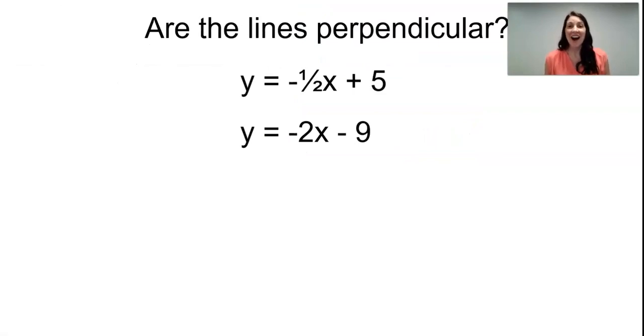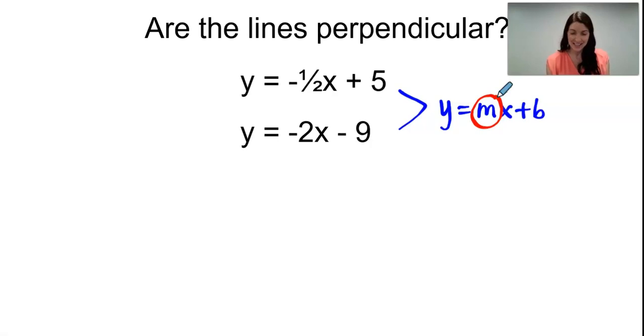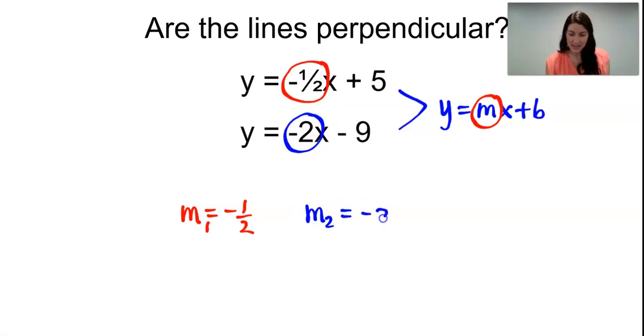Next question: are these two lines perpendicular? Well, in order to determine this, we need to look at those slopes. And both of these equations are written in slope-intercept form, which is y equals mx + b. Therefore, I can find the slopes as the coefficient of x. So in the first line, the slope is -1/2. In the second line, the slope is -2.